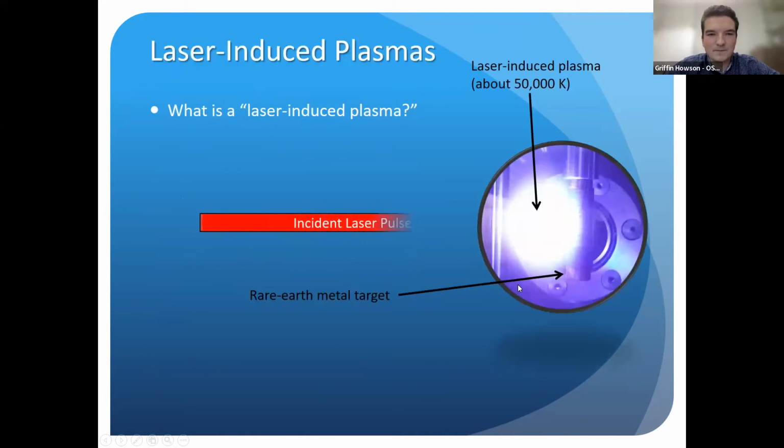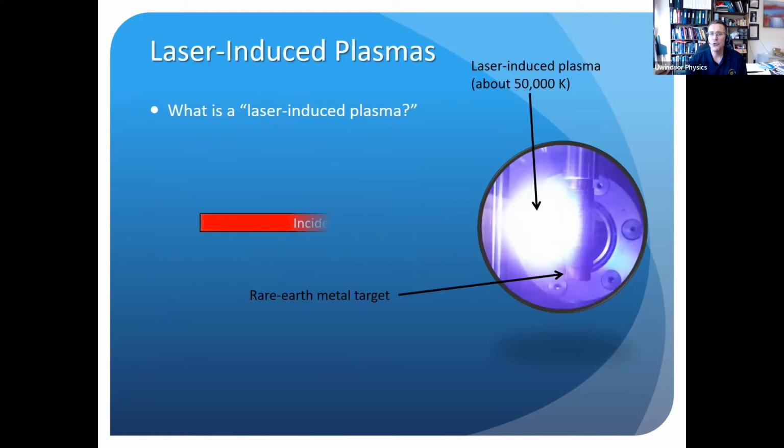So let's get to this thing then. The primary laboratory that I use is this thing called a laser-induced plasma. So let's talk about laser-induced plasma and ask, what is a laser-induced plasma?